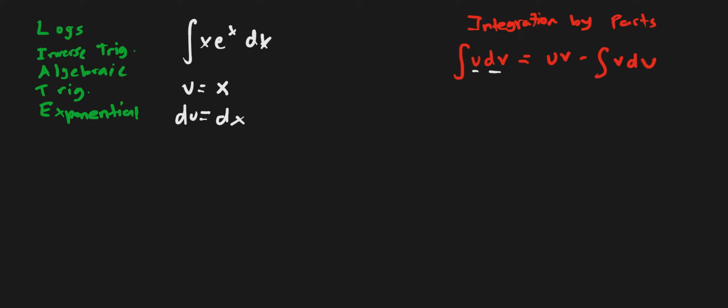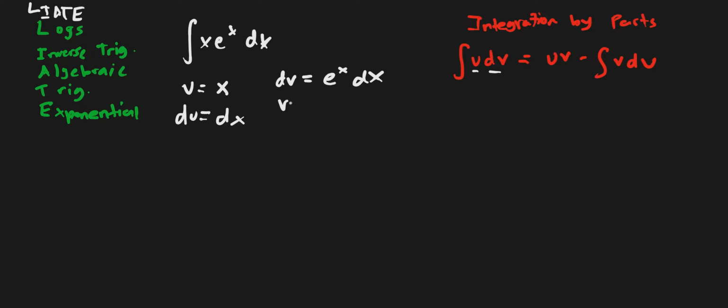Okay, so this is my LIATE acronym. So I can use this. So based on this, we have algebraic stuff before exponential stuff. So that's what I'm going to set equal to u. Next, we need to look at dv. dv is just equal to whatever's left over. That's just e to the x dx.